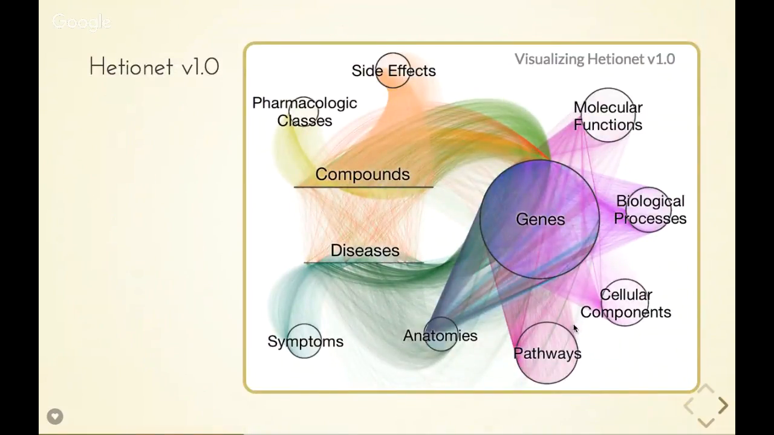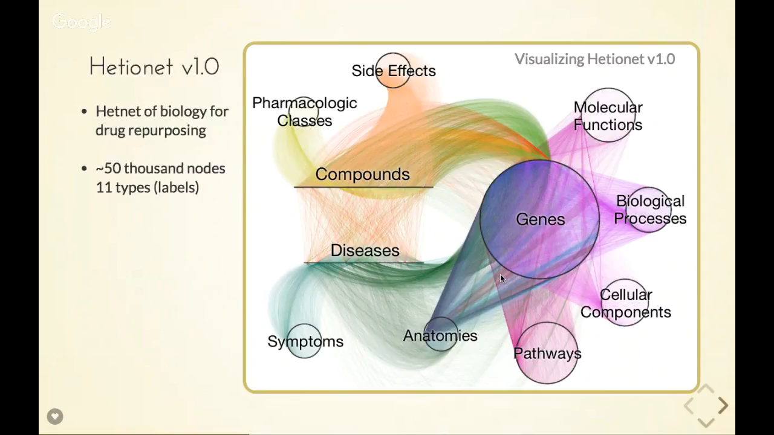Each node here is a tiny dot, which is hard to see, but if you looked at all the genes, of which there are 20,000 protein coding ones in human, they'd all be a little dot. And then the lines here represent the relationships. So we created Hetionet version 1.0 as a hetnet of biology for drug repurposing with 50,000 nodes of 11 types. If you go to the previous slide, you can see the 11 different types and 2.25 million relationships of 24 types.